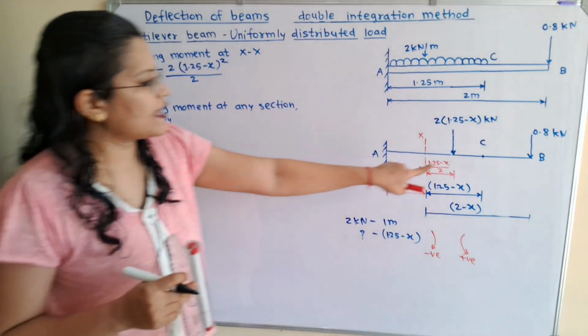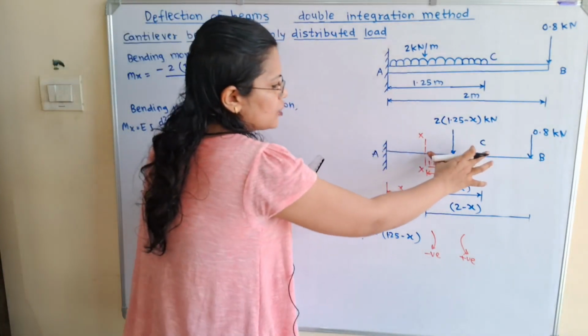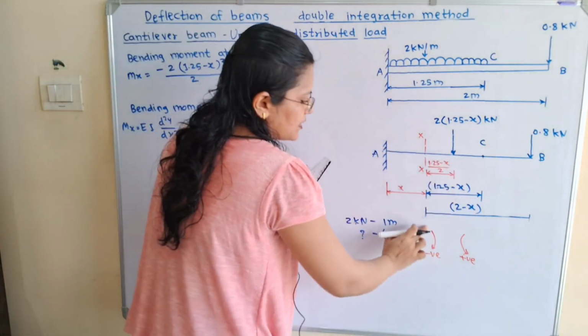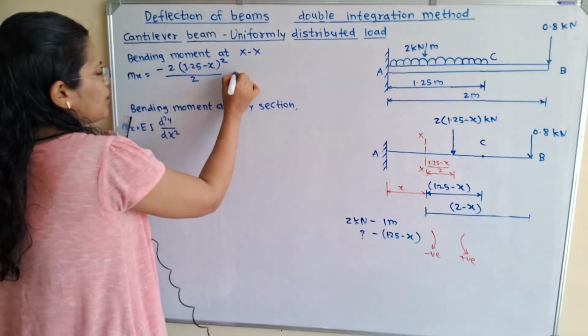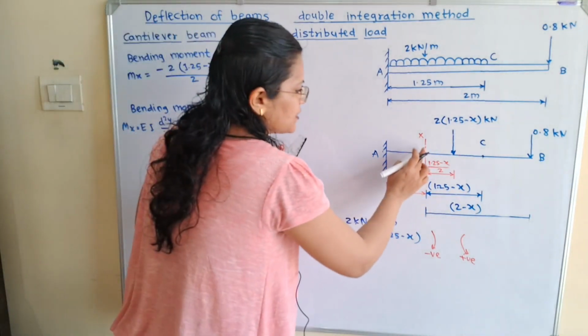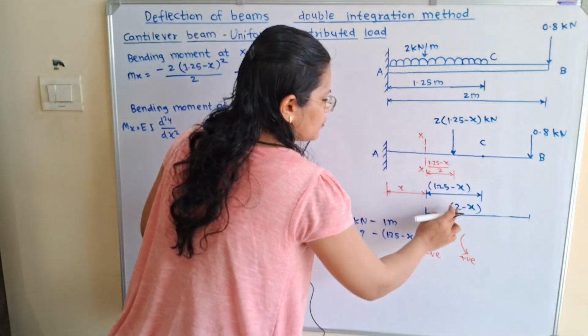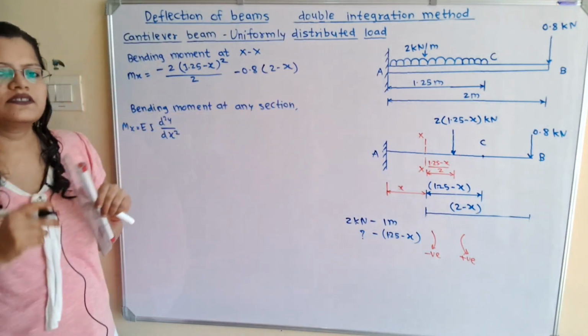Now we will move to the next load. Now how to take the moment about XX? So if I move the compass, then it is in the clockwise direction. So again minus sign. So minus 0.8 multiplied by distance in between XX and this end B. So it is 2 minus x. So inside the bracket 2 minus x.